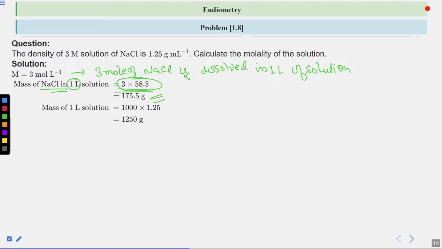Next, 58.5 is the molar mass of NaCl. It is 23 plus 35.5. Then what is the mass of the solution?